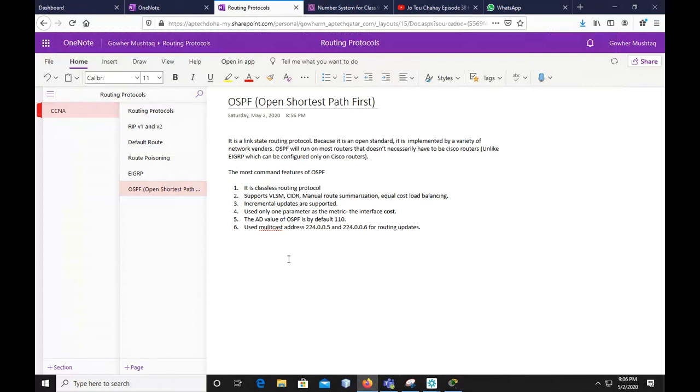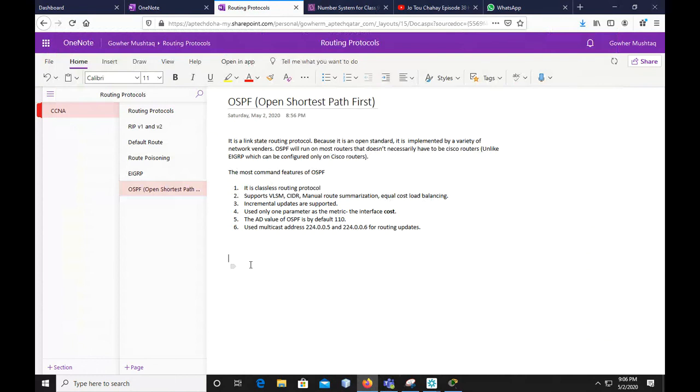For each particular routing protocol, we used only one particular multicast address to send the routing updates. And here also it should use one, then why two? Because every router will share the information. But we have a very important thing here, which I'm going to discuss later on. So these are the important things, the latest features that we have in OSPF. Okay, clear?